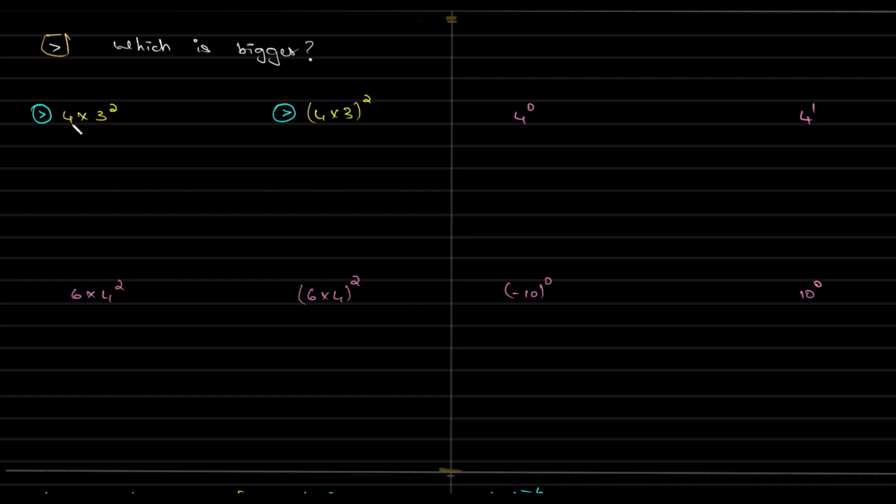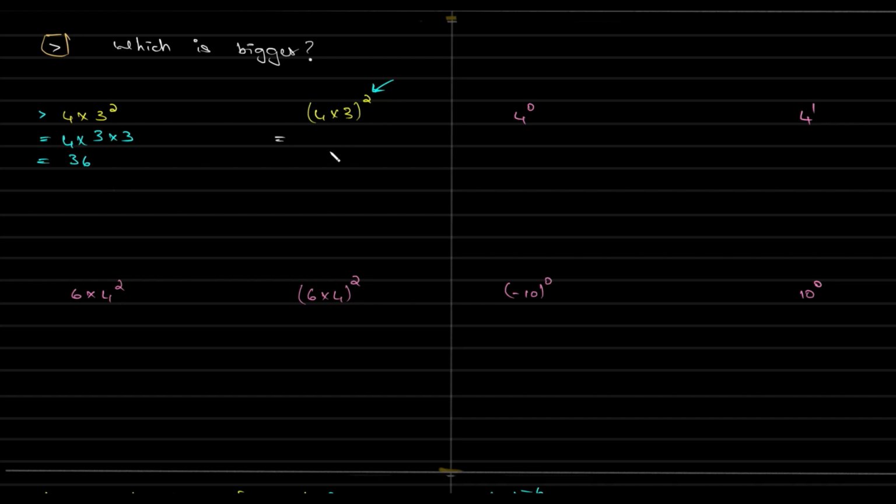So now, 4 into 3 square is to be compared with 4 into 3 the whole square. So let's solve this, the left part first. 4 into 3 square: 3 into 3 is 9, 9 into 4 is 36. What does this mean? Again, pause it. If you haven't done it, please pause it and try it out.